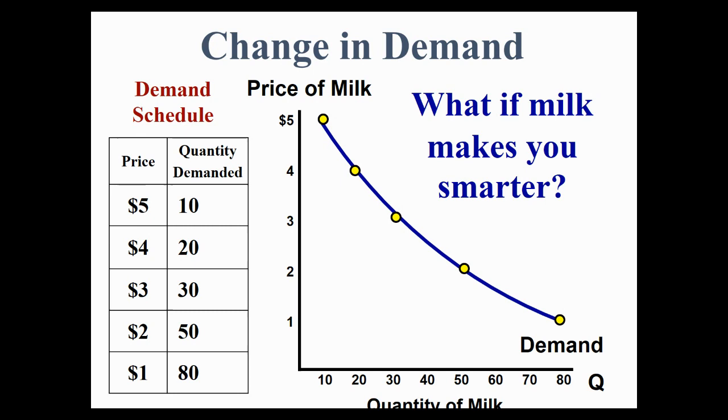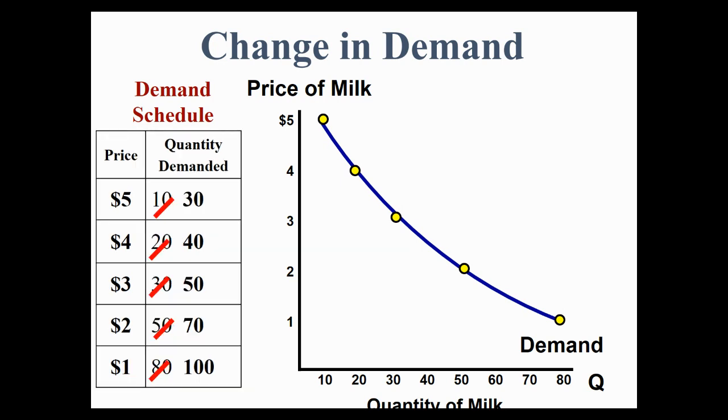So if we look at this demand schedule for milk again, what if they say milk will make you smarter? I'm willing to bet people will go, I think we might buy more milk. If it makes us smarter, then we'll be willing to buy more milk. So right now we see at $5 we'll buy 10, $4 at 20, $3 at 30, $2 at 50, and $1 at 80. But look what happens when we say that.